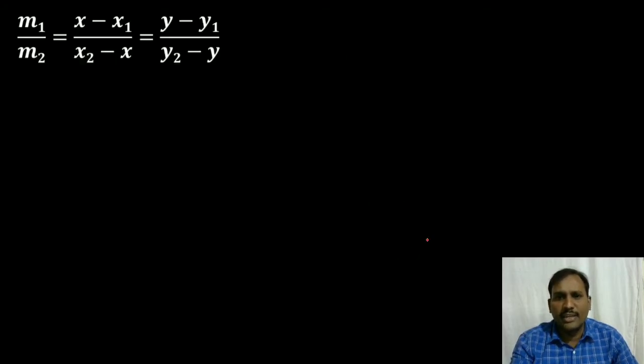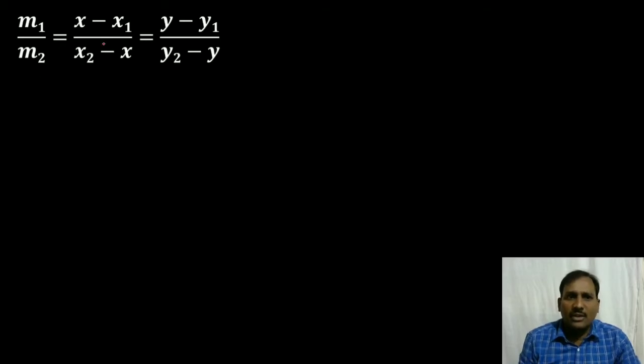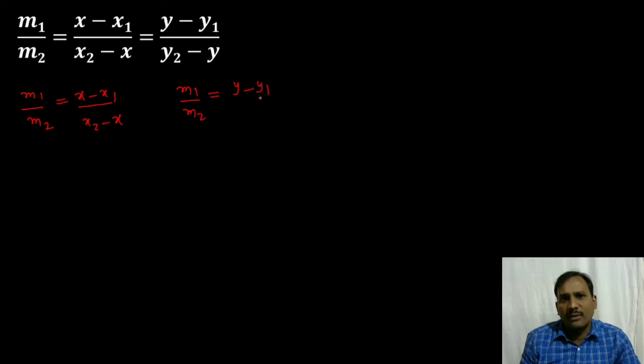So, let us simplify this. This is the equation we got there. M1 by M2, now I am taking separately. M1 by M2 is equal to (x minus x1) by (x2 minus x), and M1 by M2 is equal to (y minus y1) by (y2 minus y). So, I am separating these into two separate equations.